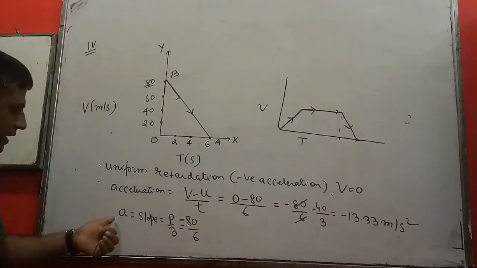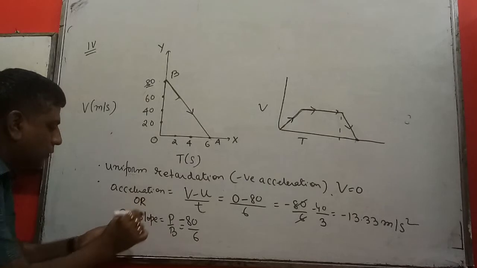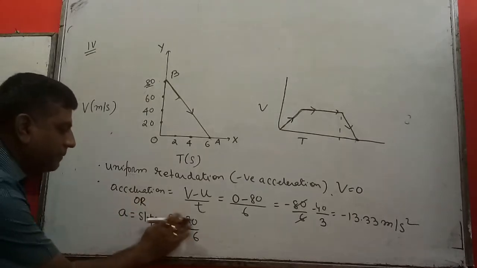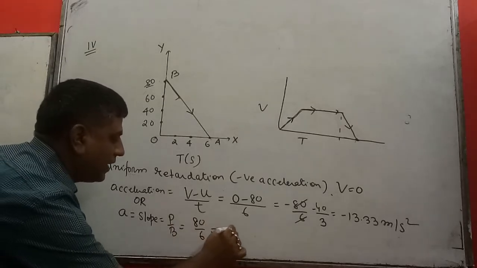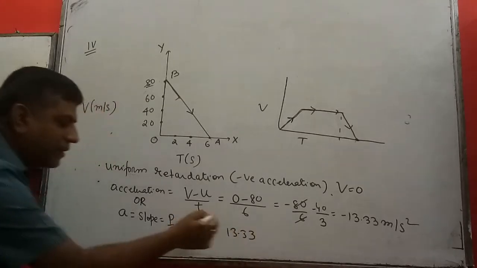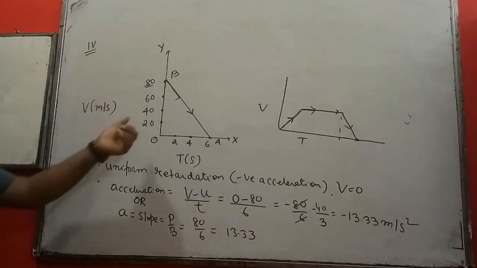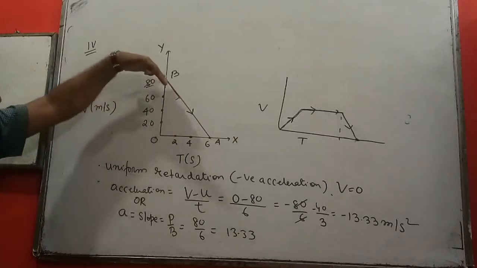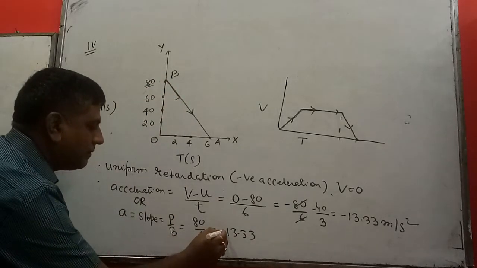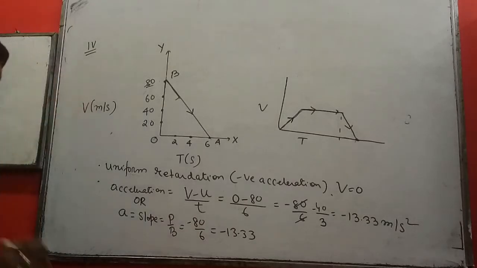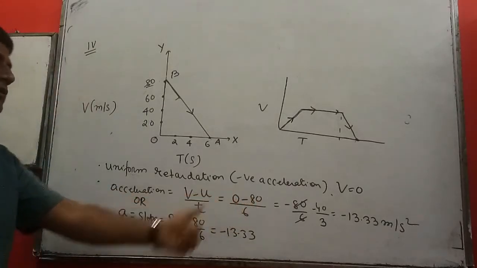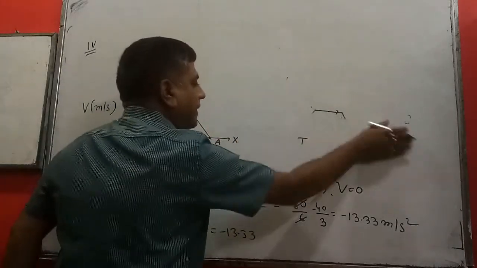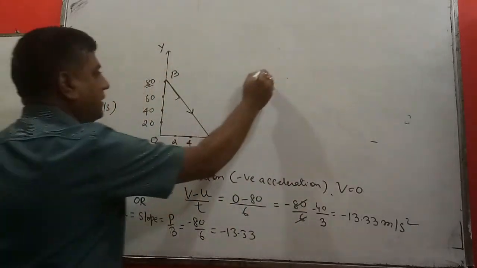And here is the same thing I am applying. Or slope equal to p by b. p by b is what? 80 by 6. That is what? 13.33. But we are not getting the minus sign. The minus sign you have to see from the graph, because it is decreasing. You write minus. And if you need the proof why minus, so this is the proof. Understood?